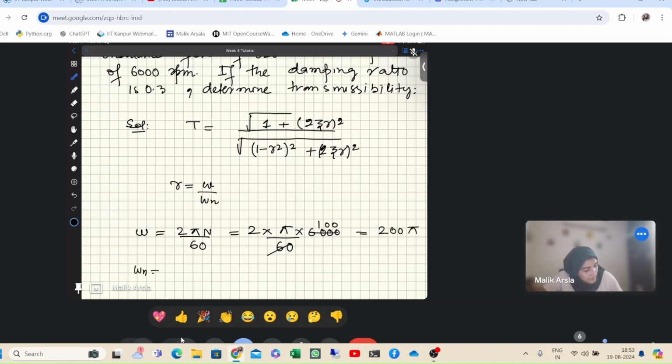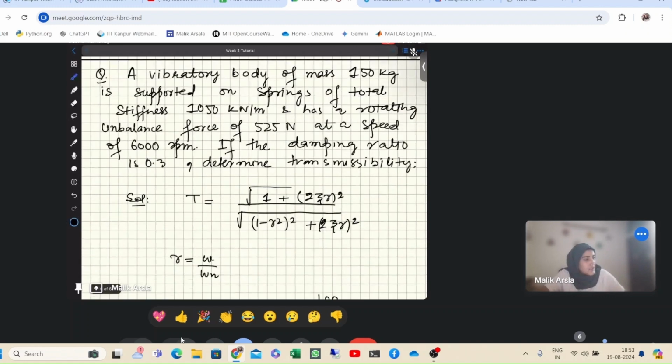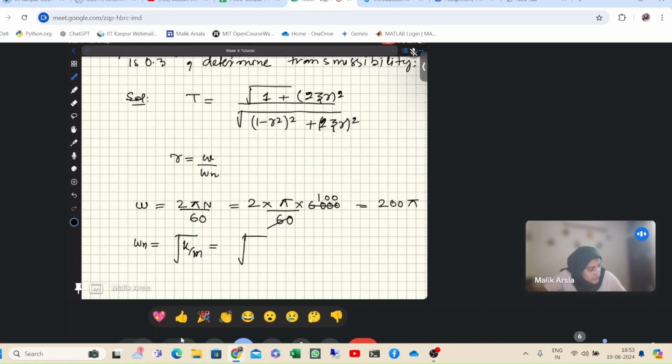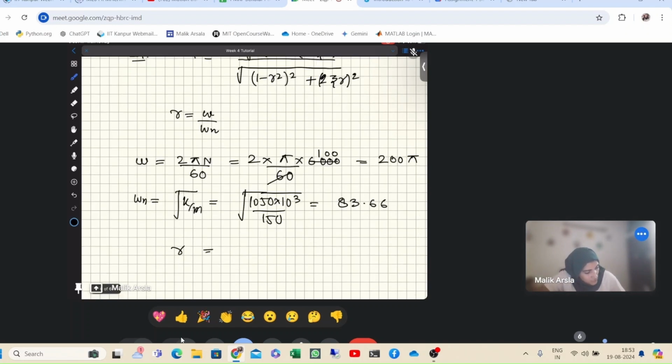Now for omega n, it is simply under root of k by m. So k equivalent has been given as 1050 kilonewton. So it is 1050 into 10 to the power 3 newton upon 150. Now when we calculate this, it is coming out to be something like 83.66. And when you calculate r, which is omega by omega n, it will be 200 pi upon 83.66. Okay, are you following me? Yes, ma'am. Yeah, this thing will be equal to 7.50.